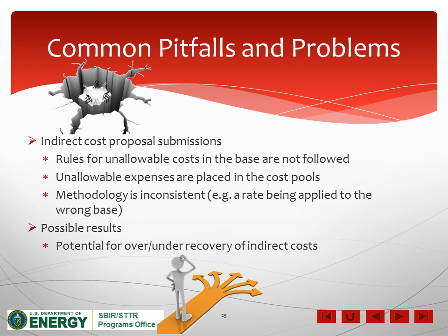We also see a lot of unallowable costs that are left in the cost pools, for example, interest, bad debt, and entertainment. These types of costs cannot be in any of the cost pools. We also see where the methodology is inconsistent and the grantee is not applying the rate to the correct base. For example, an indirect rate model using direct labor and fringe for an overhead rate only applies the overhead rate to direct labor. So the rate methodology must be consistent. In addition, if these issues are caught during the indirect rate review process, it will result in an increase in the amount of time that it takes for your awarding process to be completed.